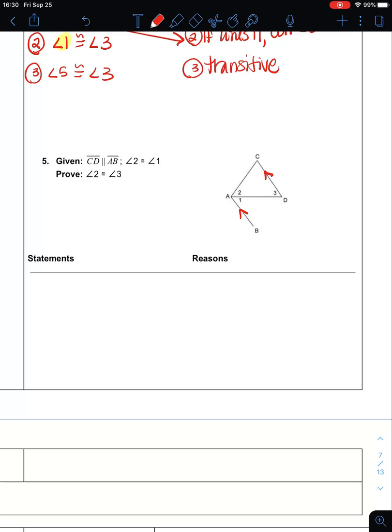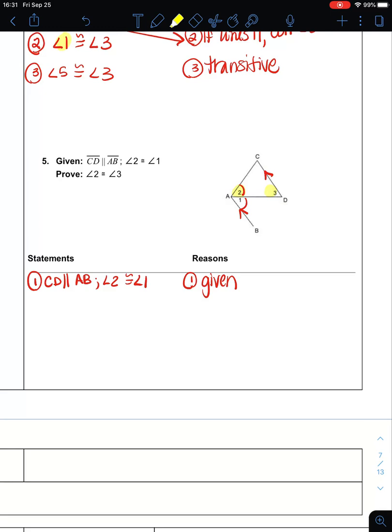CD is parallel to AB. Always mark it. That's going to mean something in a little bit. And angle 1 is congruent to angle 2. That means that AD is a bisector. We won't need that, but it is something that is true. So the first thing we always write is our given. Our given information is the first thing. That's what we're going to base everything off of. So angle 2 is congruent to angle 1. I know because I told you so.